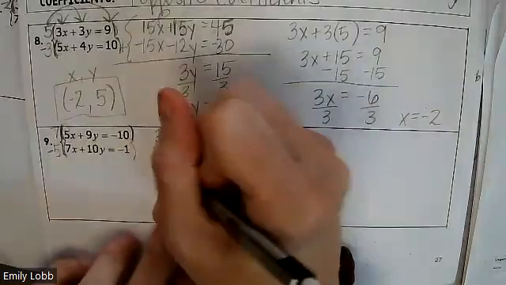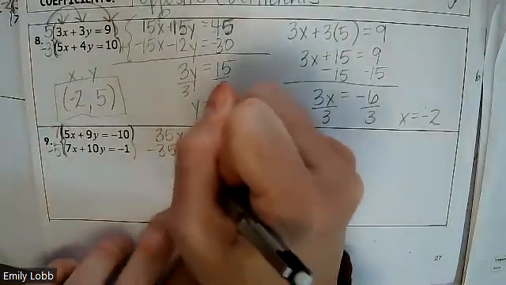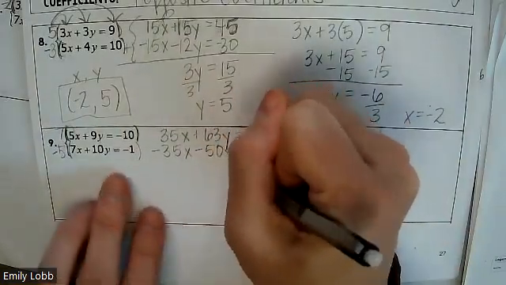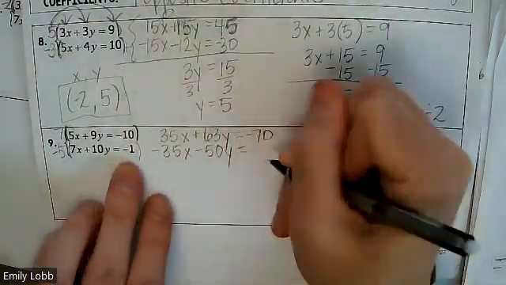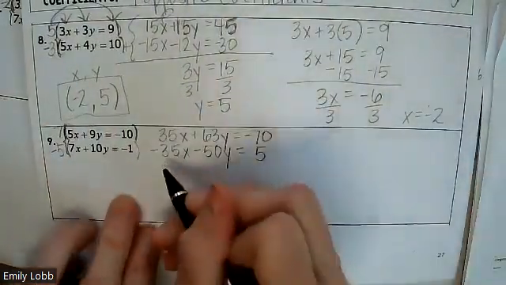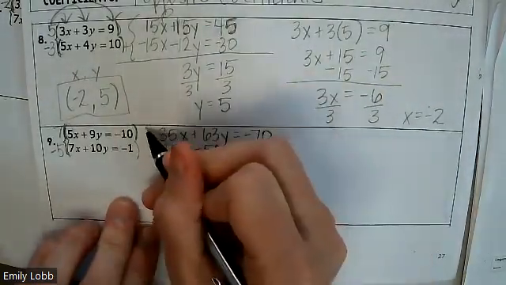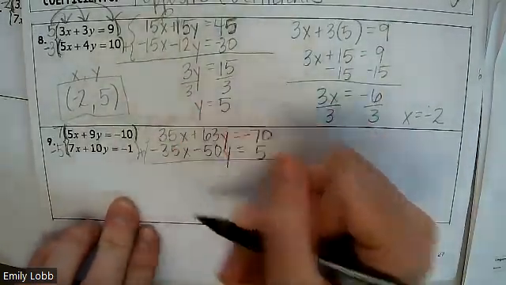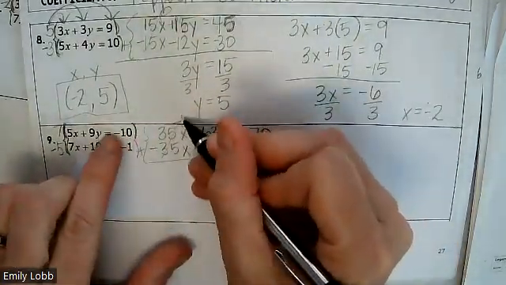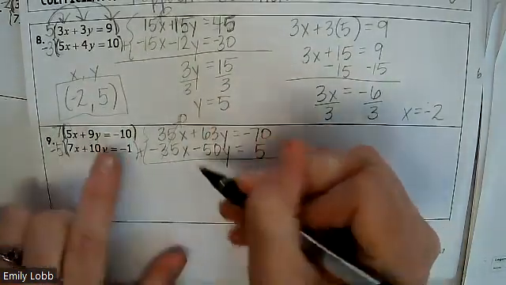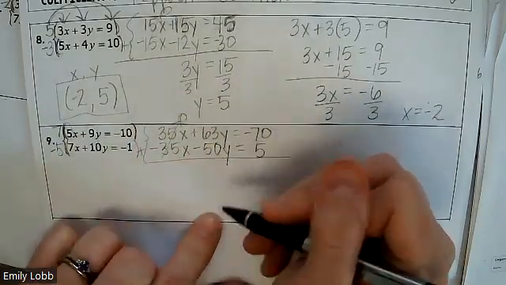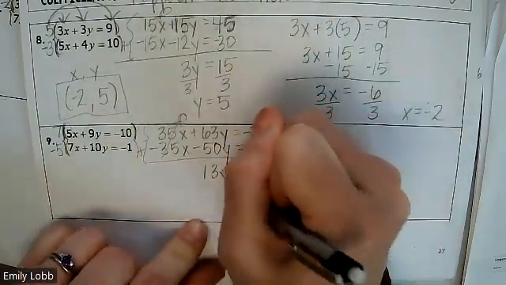Negative 5 times 7 is negative 35x. Negative 5 times 10 is negative 50y. And that is equal to a positive 5 here, because negative times a negative is positive. 5 times 1 is 5. So now I'm simply finding the sum of my equations. My x variable is going goodbye. That's what we wanted to happen, so we want to make sure it does, right? They're equal and opposite. 63 minus 50 is 13y.